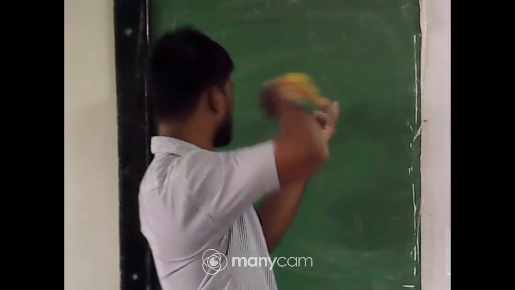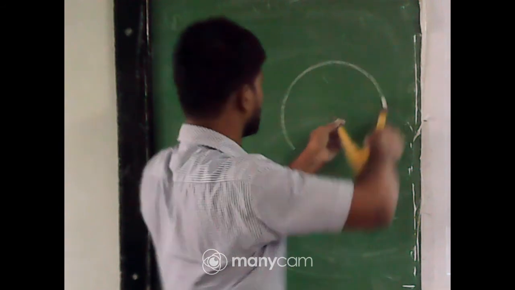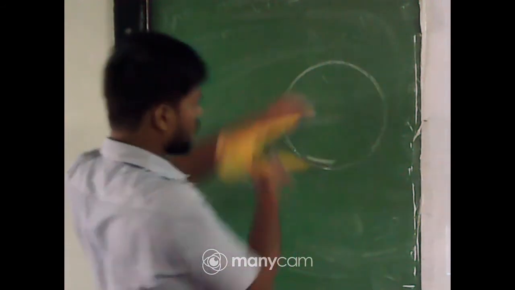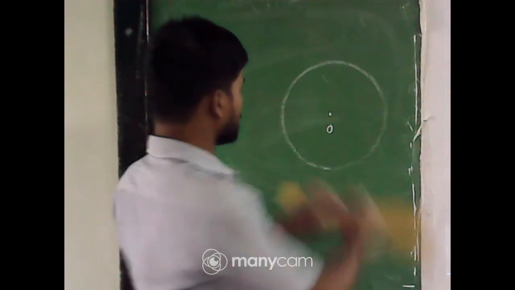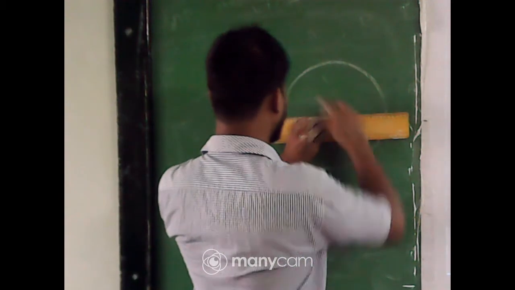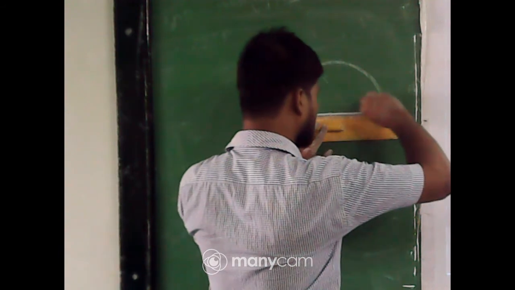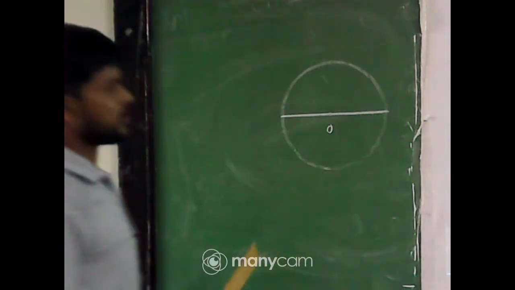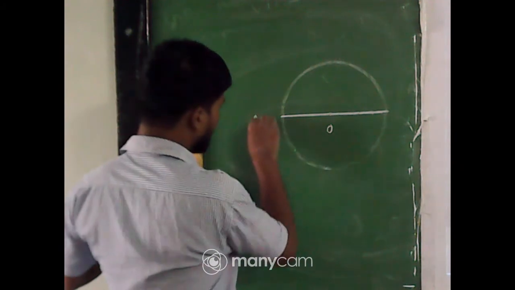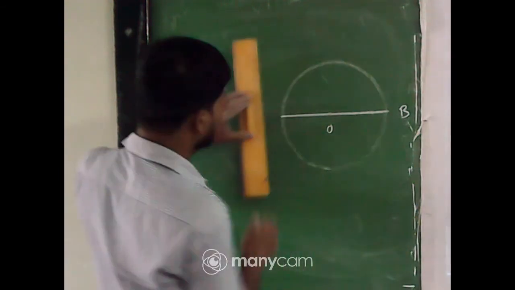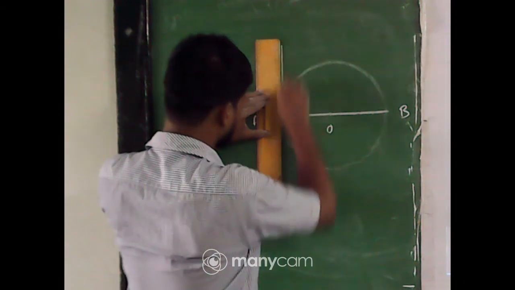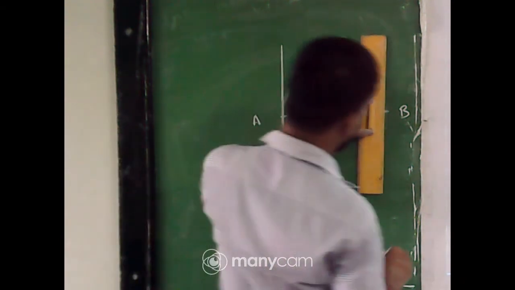So let's draw a circle. This is the circle with center O. Take a diameter. Diameter means a line which divides the circle into equal parts. So this is the diameter, and A and B are the ends of the diameter. We are drawing two tangents, one at the point A and one at the point B.